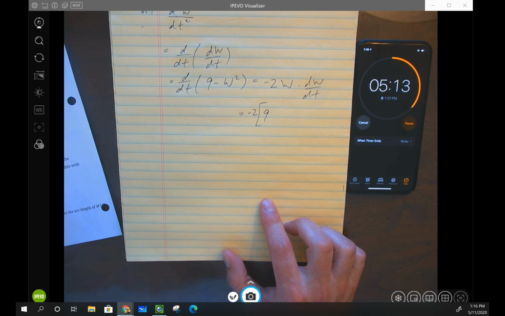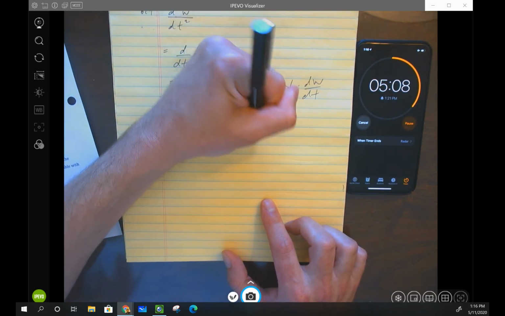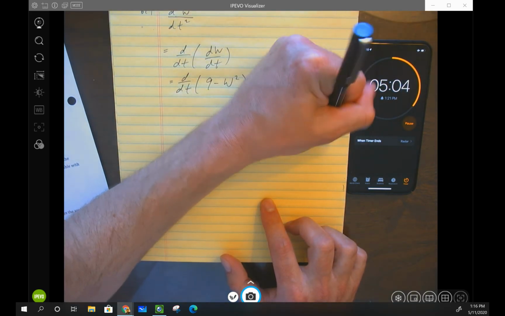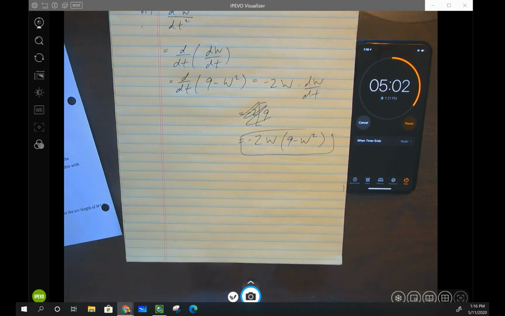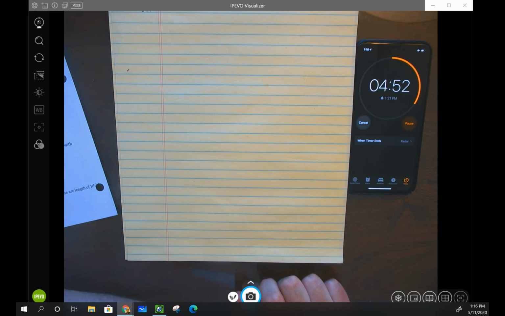Wait a second. Oh, it's in terms of w. Okay, so that's fine. So I can have negative 2w times dw dt, which is 9 minus w squared. Okay, good. Done, I think. Yeah, derivative 9 minus 2w, chain rule. Got it. BC5.